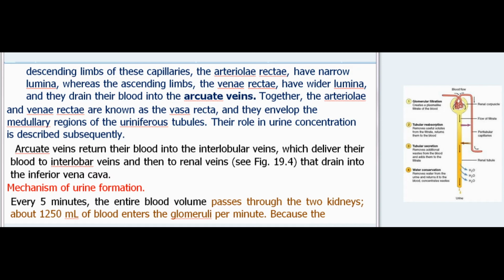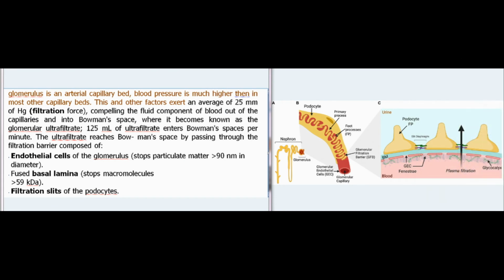Mechanism of urine formation. Every 5 minutes, the entire blood volume passes through the 2 kidneys. About 1,250 ml of blood enters the glomeruli per minute. Because the glomerulus is an arterial capillary bed, blood pressure is much higher than in most other capillary beds.